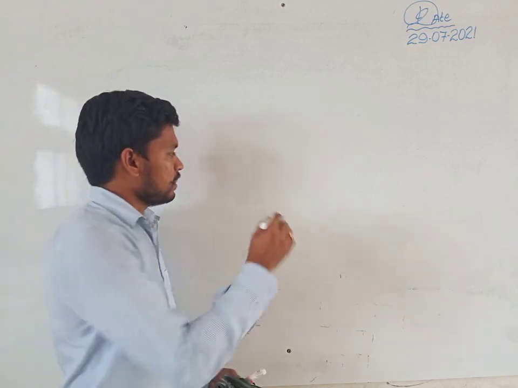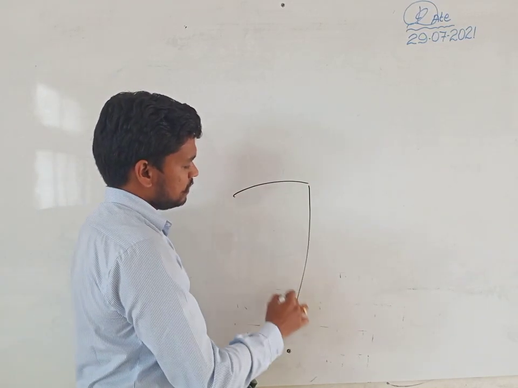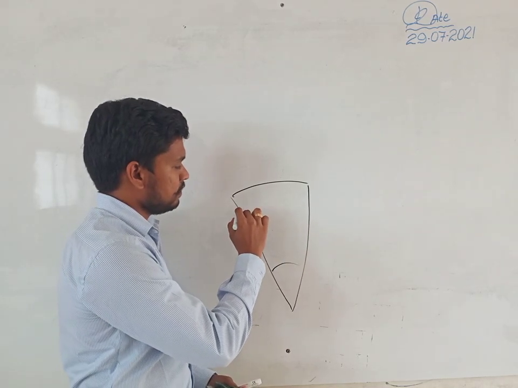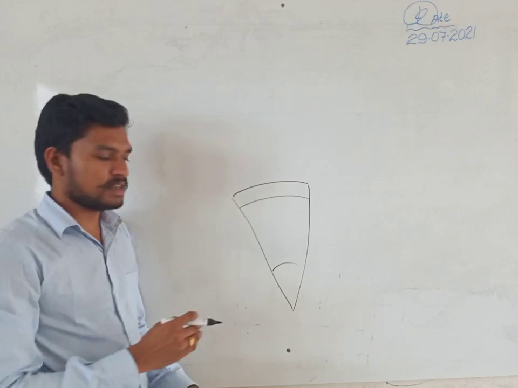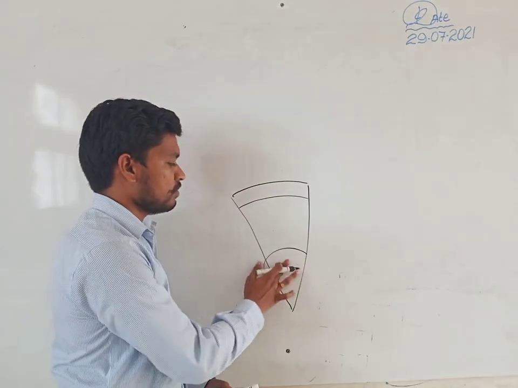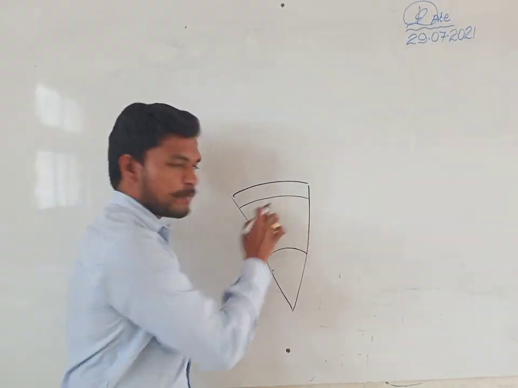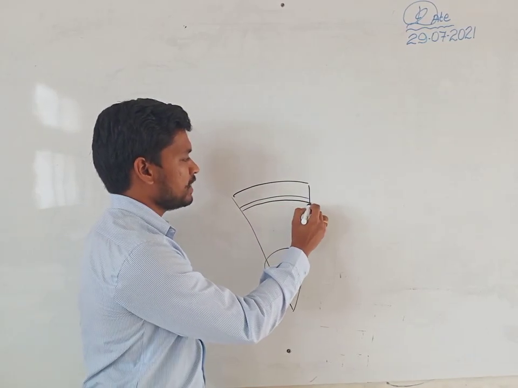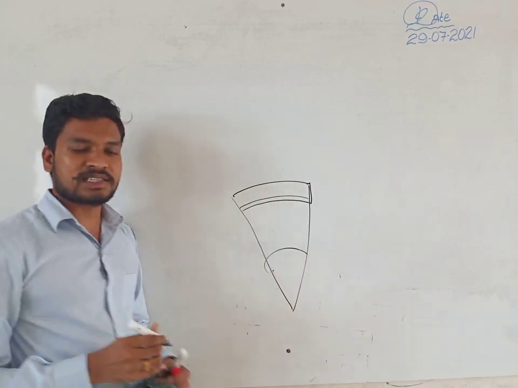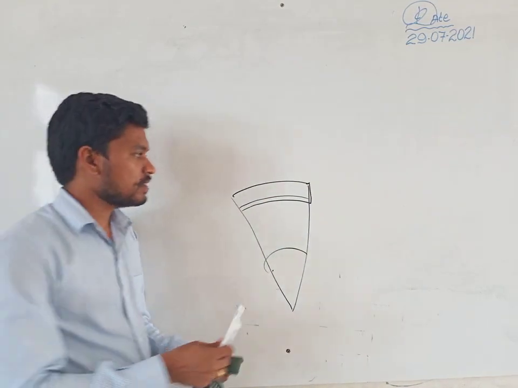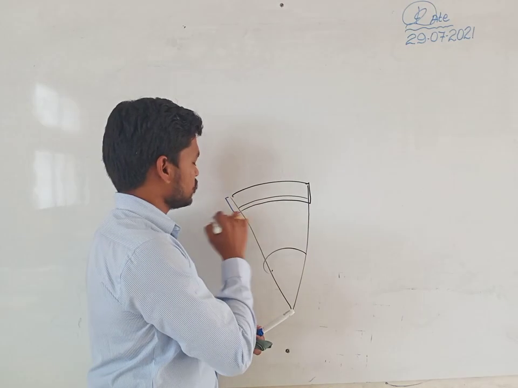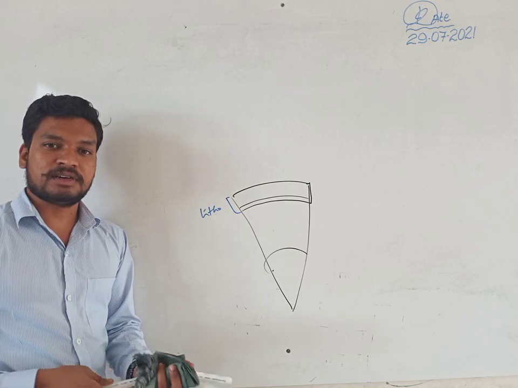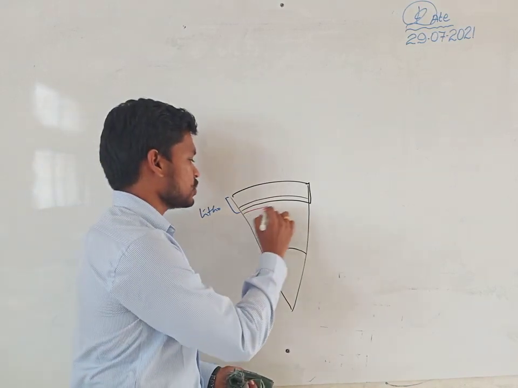Lithosphere. Suppose it's a piece of the earth. Here we have a core, here we have mantle, and it's a crust, is it not? Core, mantle, crust. The upper layer of mantle and crust is called the lithosphere, is it not? Both are called the lithosphere. And below the lithosphere we have one more layer, called the asthenosphere, is it not?